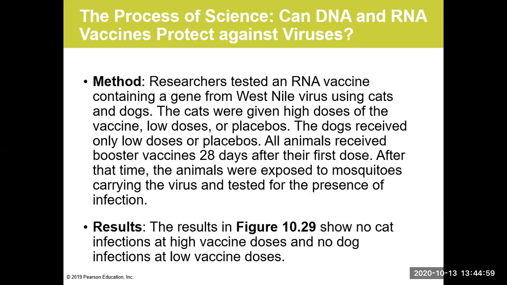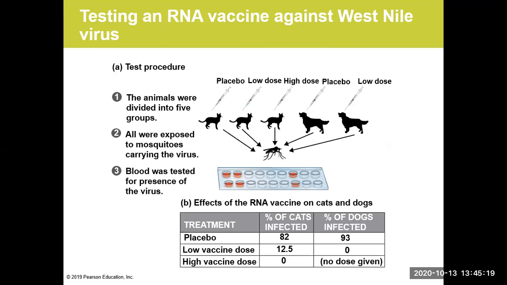After getting the first dose of the vaccine, all these animals received a second booster dose 28 days after their first dose. And then all of these animals in these 5 different groups were exposed to mosquitoes which were carrying the West Nile virus. And then they were tested for the presence or absence of infection. This slide shows how the testing of the RNA vaccine was carried out against West Nile virus.